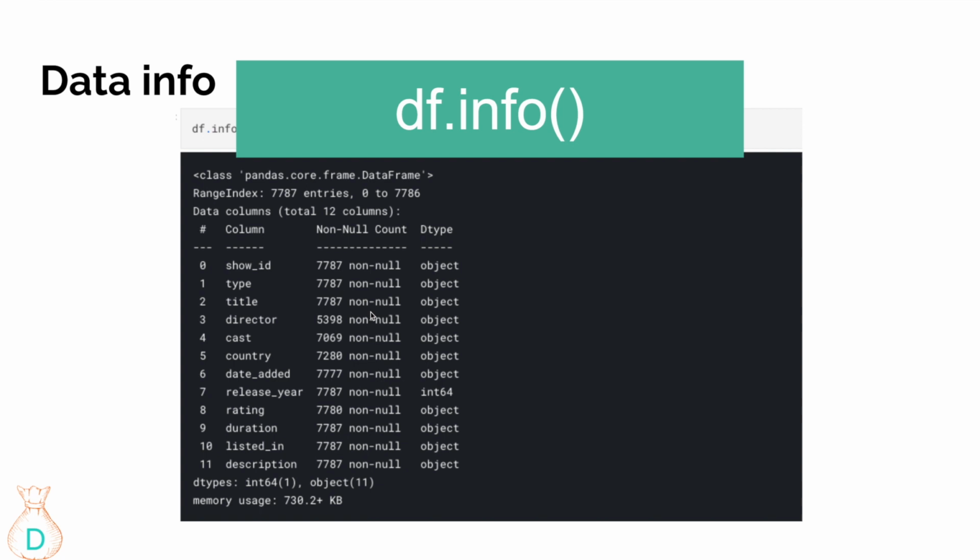And then we're going to look into director. It only has 5,398, which means it has a lot of missing values, so we might want to look into that later.